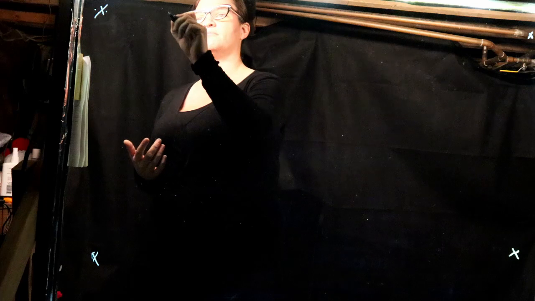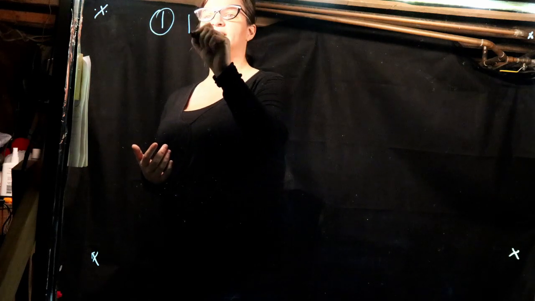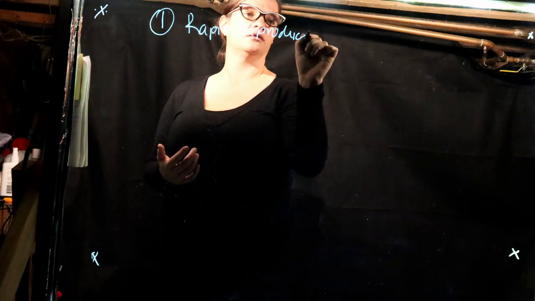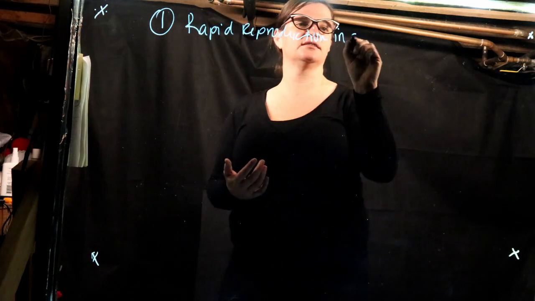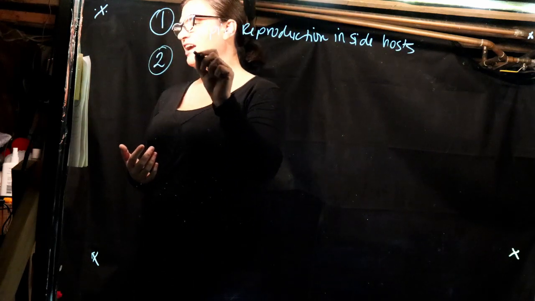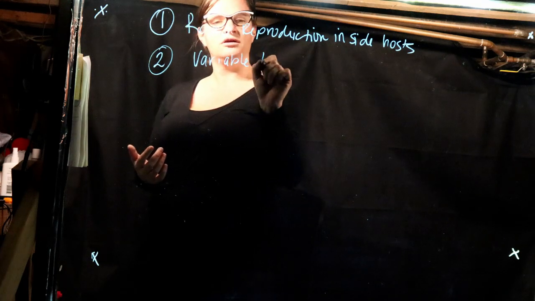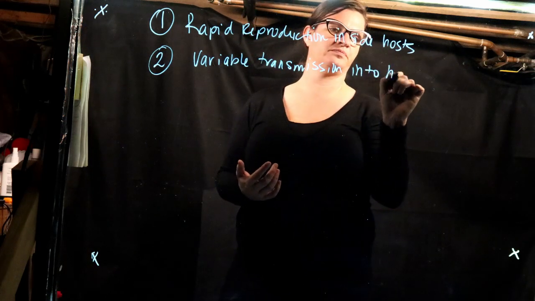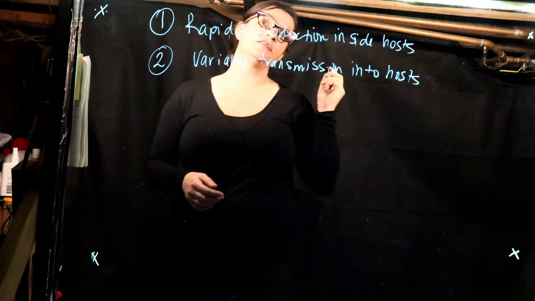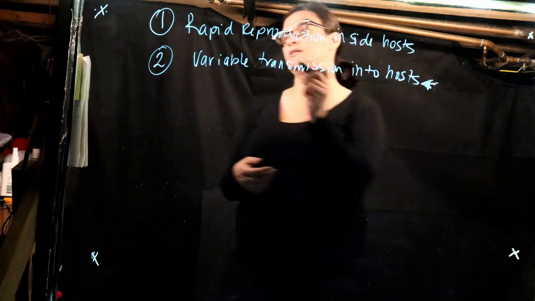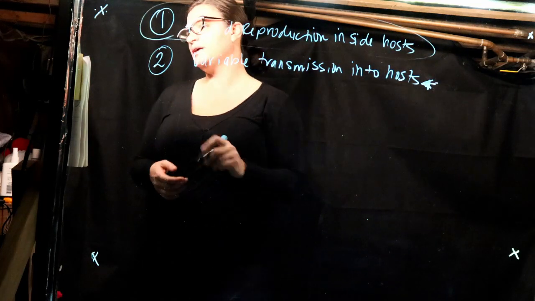And there's really two ways that we can think about the population growth of parasite populations. One is that they have rapid reproduction inside hosts, and two, they have variable transmission into hosts. Now, these SIR models do a really good job of addressing number two, but we also need to think about number one here. And that's where we get into R0.